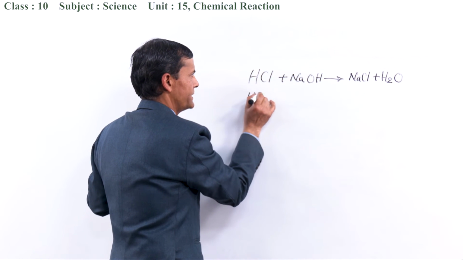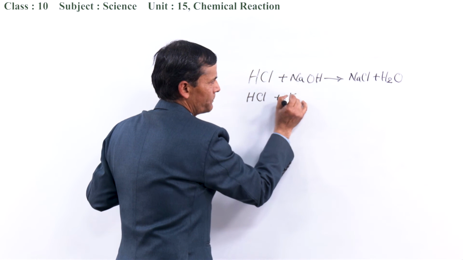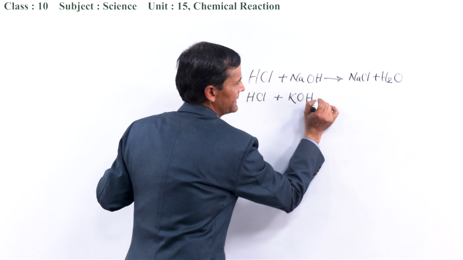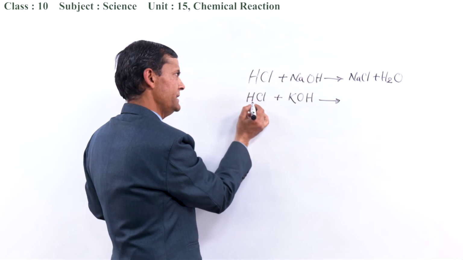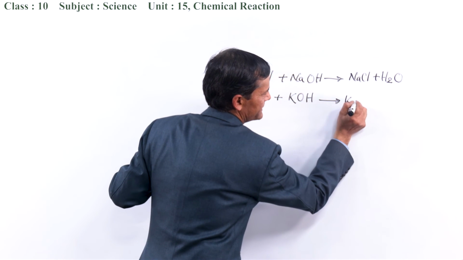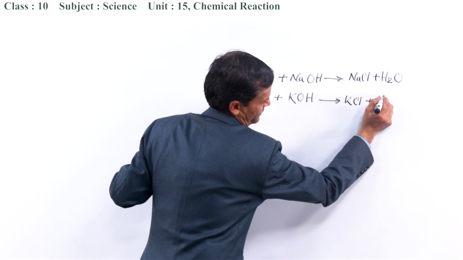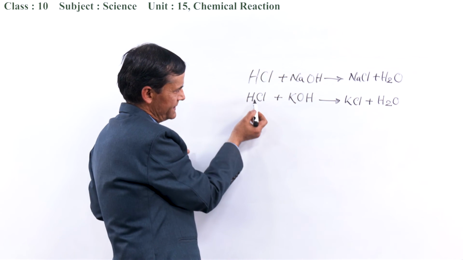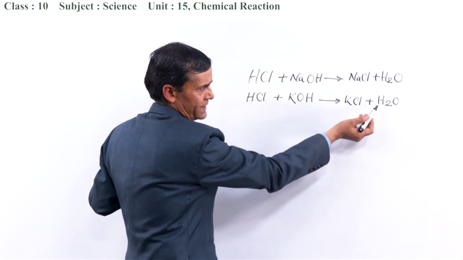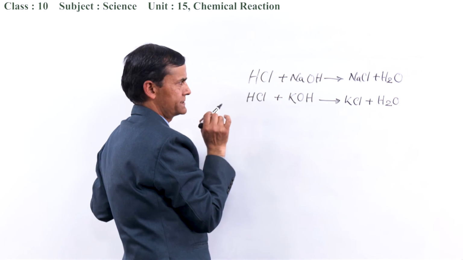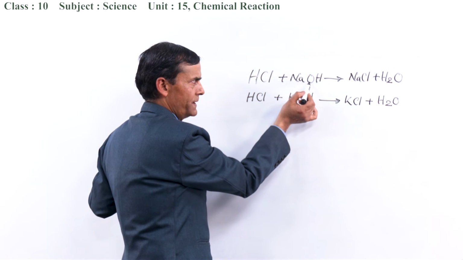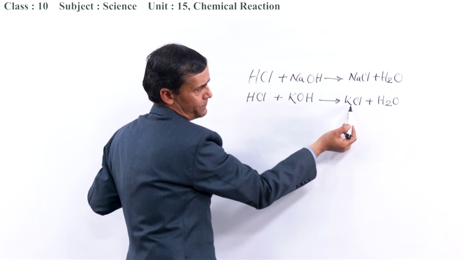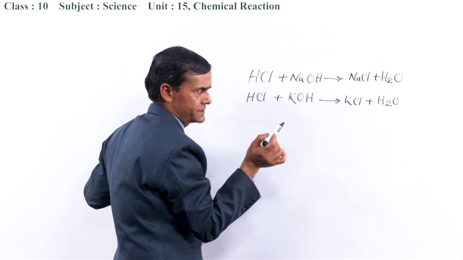Similarly, hydrochloric acid plus potassium hydroxide, KOH. We can use potassium hydroxide also. Then the product will be potassium chloride plus water. Look at it. Are these both reactions balanced? Let's check it. Yes, the reactions are already balanced. So acid plus base, salt plus water. Sodium chloride is also salt, potassium chloride is also salt.